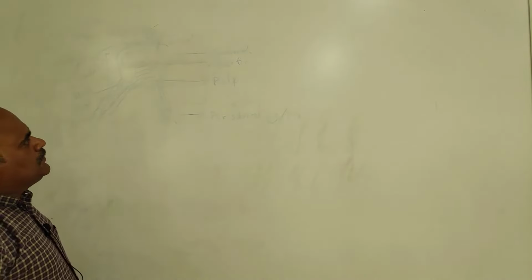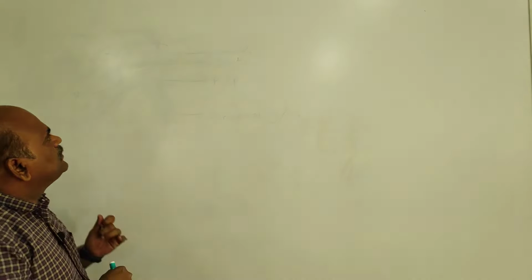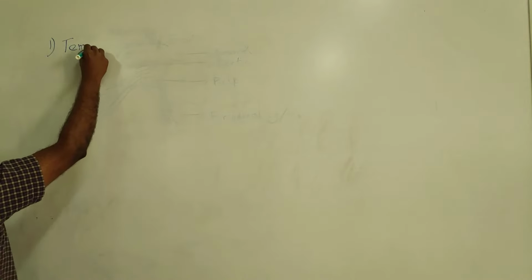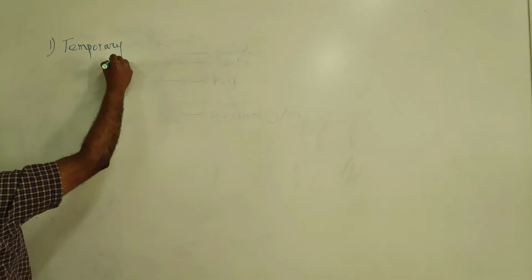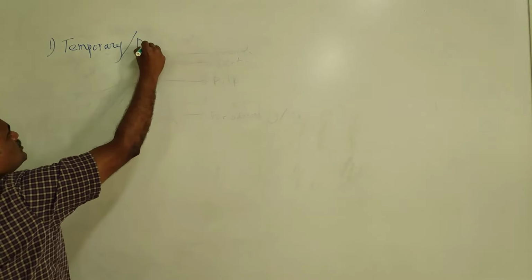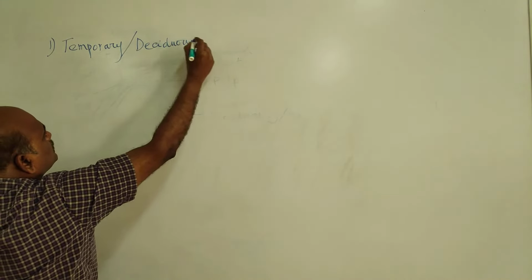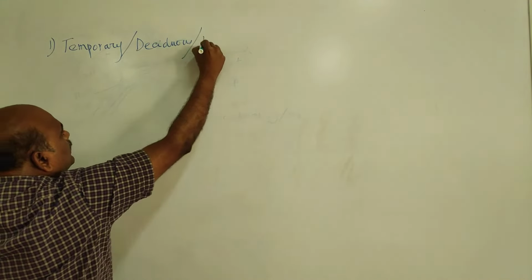Now, let me discuss the types of dentition. Generally, in a lifetime, a person will have two sets of dentition. One is the temporary set called temporary teeth, otherwise called deciduous or milk or primary dentition.